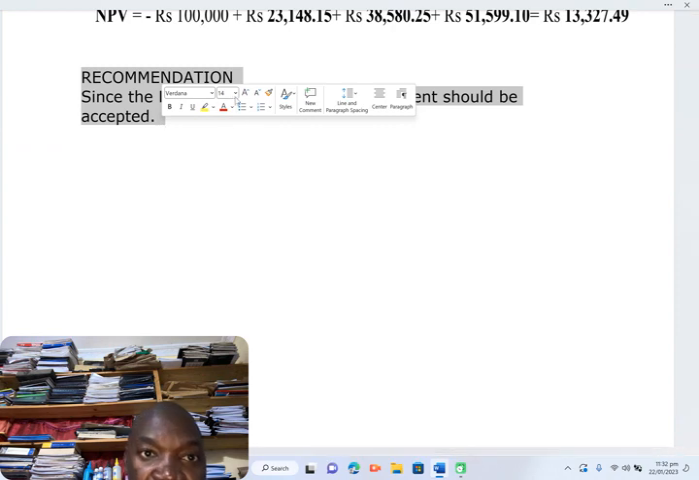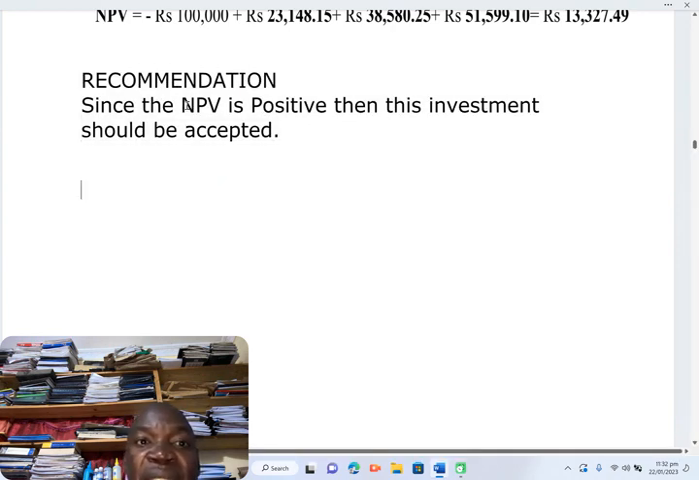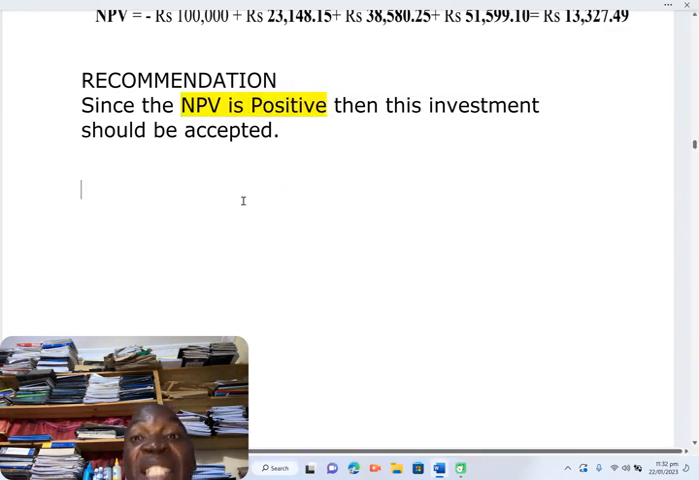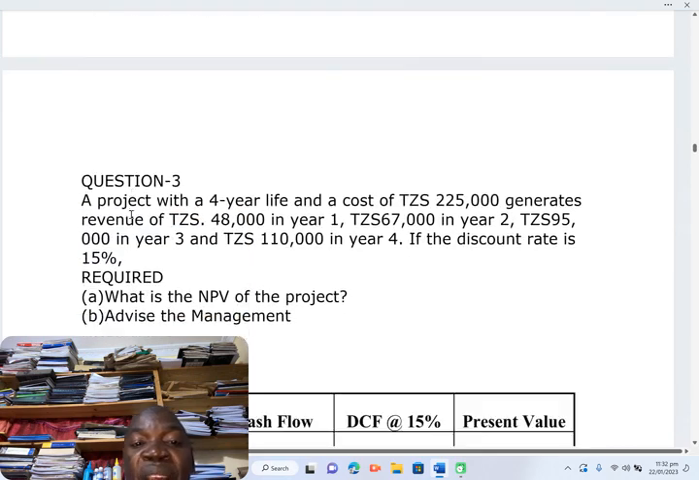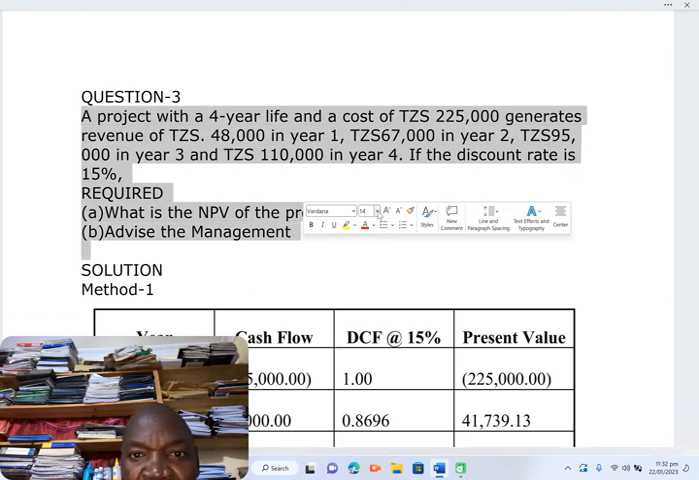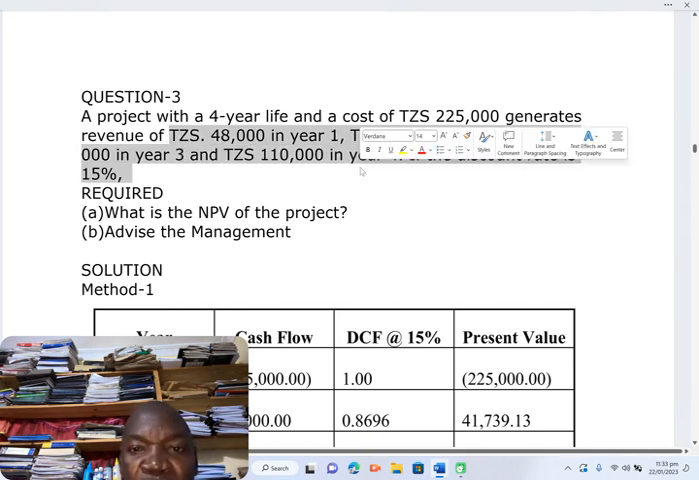You make a recommendation as to whether you accept it or reject it. But since it is positive, then we are saying a project manager is advised to accept it because it is financially profitable. Number 3. You see, these problems are similar and you can solve them easily having the same way of solving it.